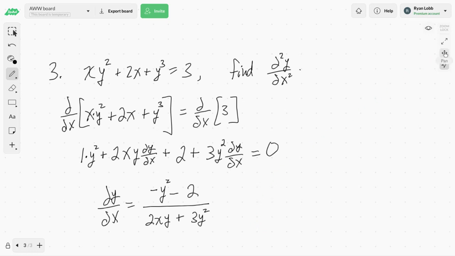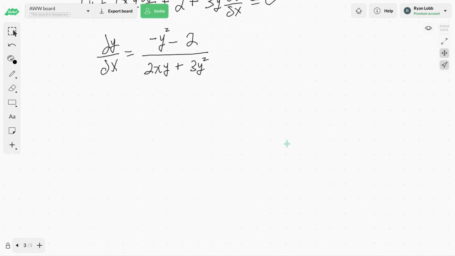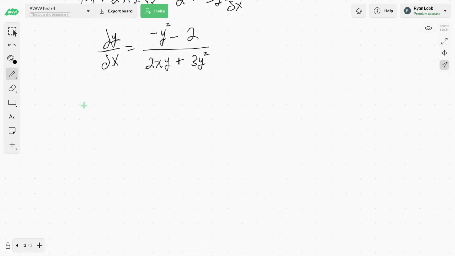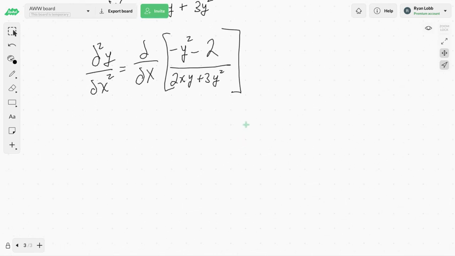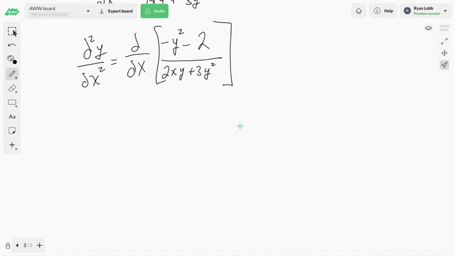Now to find the second derivative, we take that and take our derivative on the left. The derivative on the left is going to be the notation for the second derivative. And then take the derivative on the right of all this stuff: negative y squared minus 2 all over 2xy plus 3y squared. And you can see here we are going to have a quotient rule. So make sure you take your time. Honestly, this is going to be more complicated than any question you would have on an AP test. But what do we got?